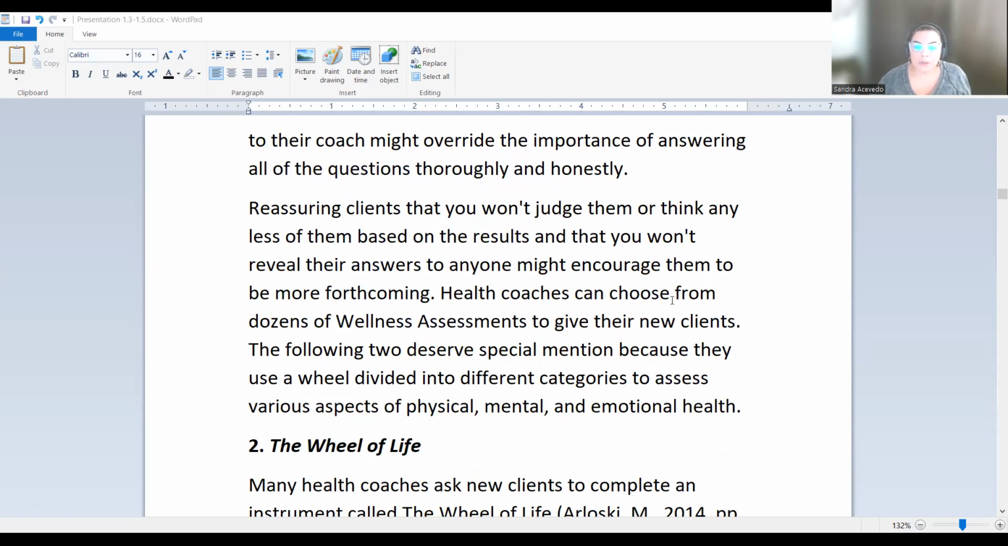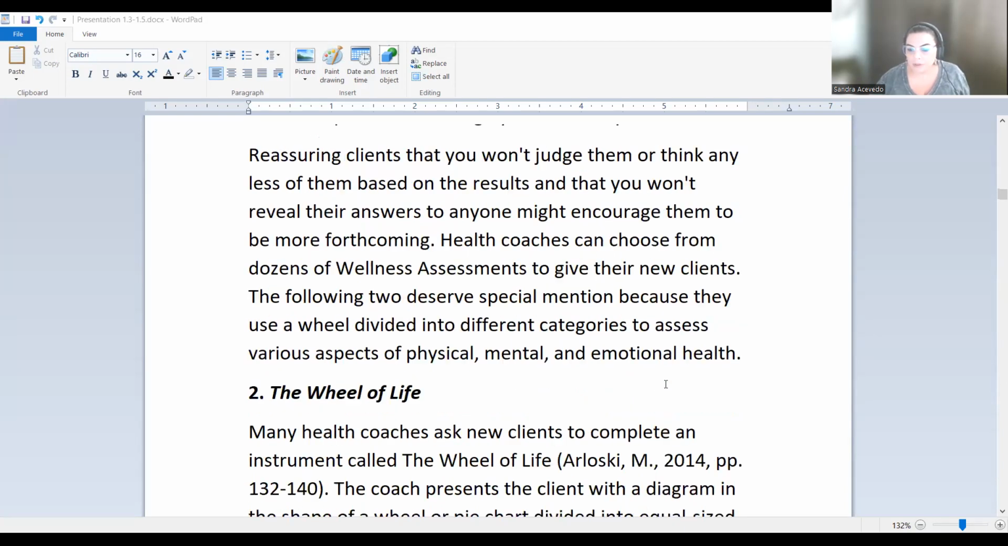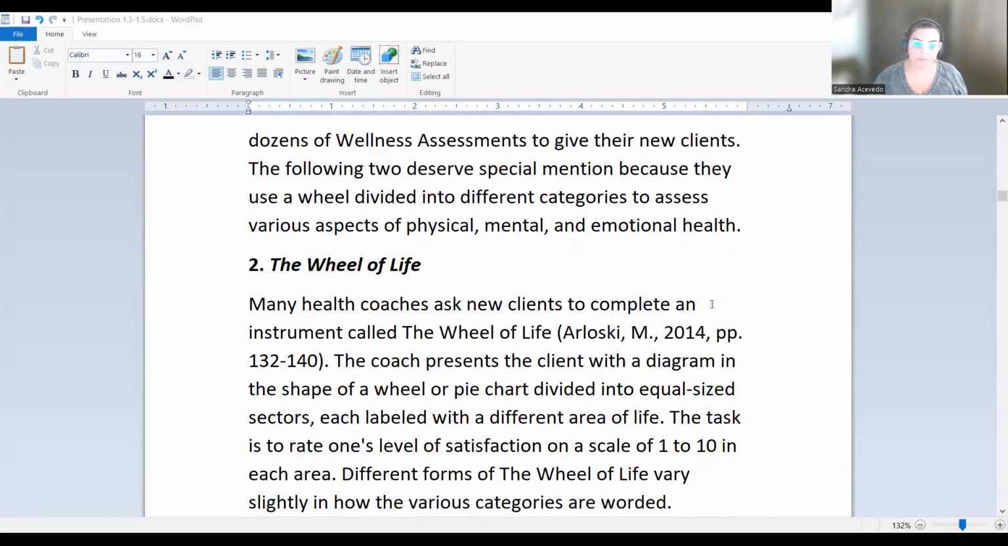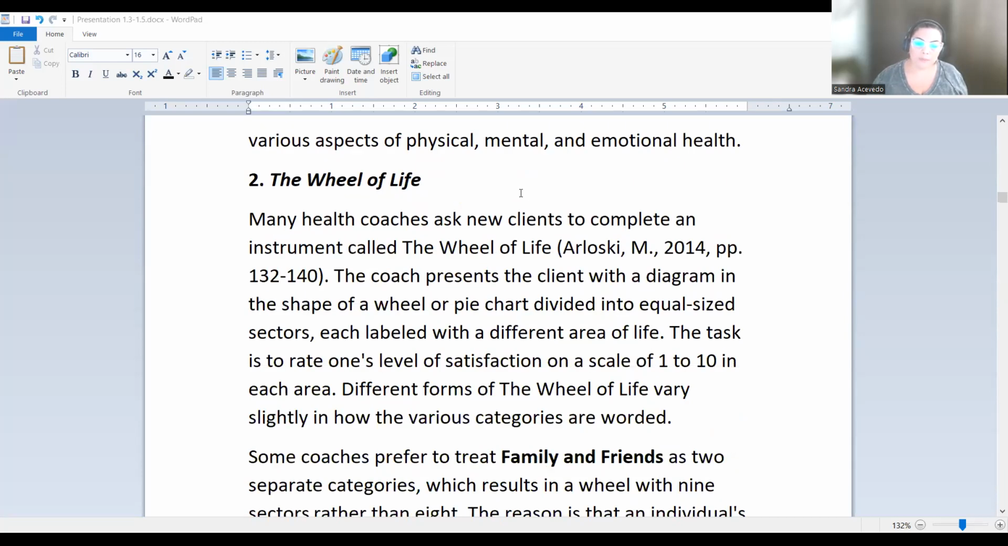Health coaches can choose from dozens of wellness assessments to give their new clients. The following two deserve a special mention because they use a wheel divided into different categories to assess various aspects of physical, mental, and emotional health. So this goes on to explain the wheel of life. I didn't include a picture. Most of you have seen it, I'm assuming.